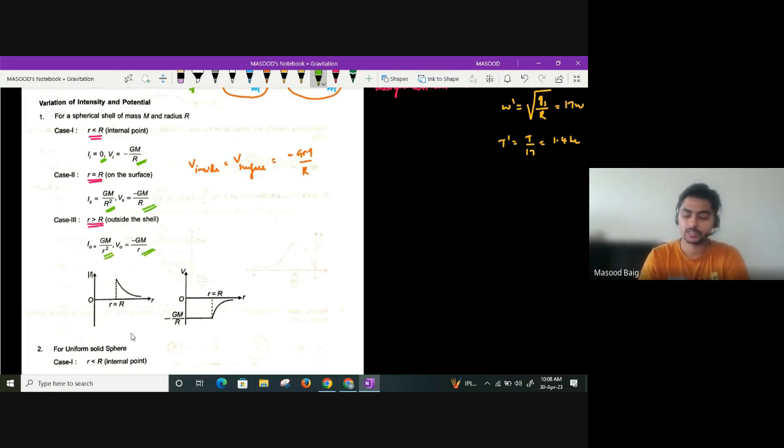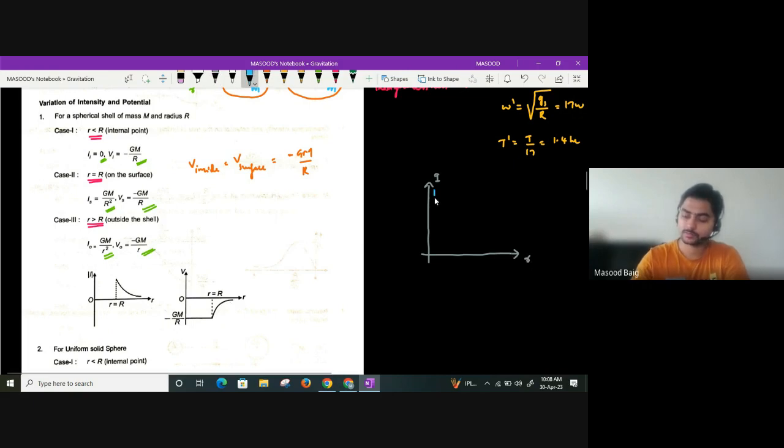So these will be the graphs for magnitude of field with respect to distance from the center and potential with respect to distance from the center. This is for spherical shell, guys. However, if I consider point mass, how is field going to vary with respect to distance?